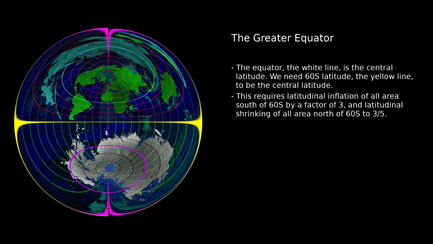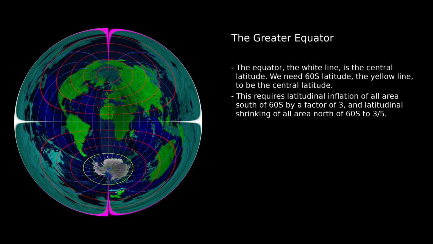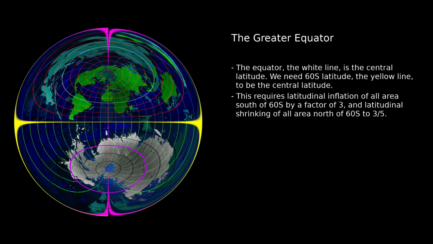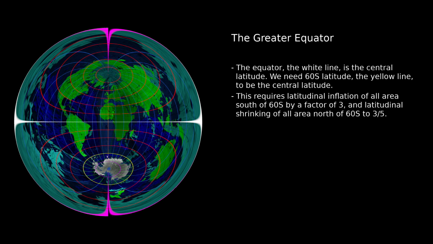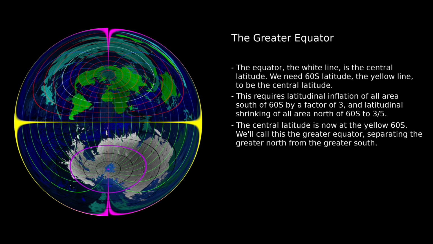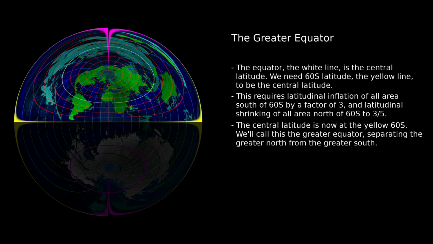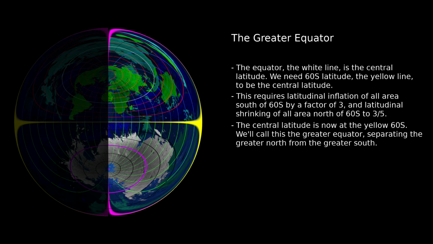This requires latitudinal inflation of all areas south of 60 south by a factor of 3, and latitudinal shrinking of all area north of 60 south to 3/5. The central latitude is now at 60 south. We'll call 60 south the greater equator. The top and bottom halves, the greater north and the greater south. The left and right halves, the greater west and the greater east.